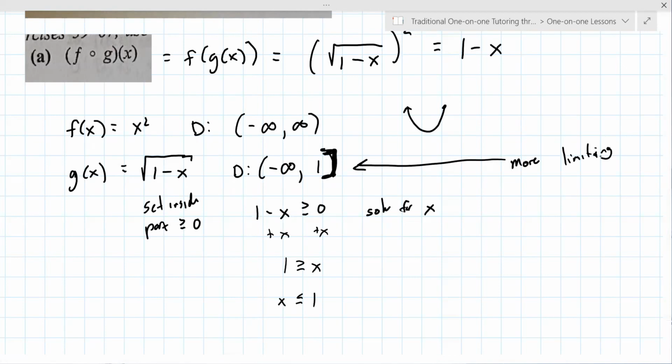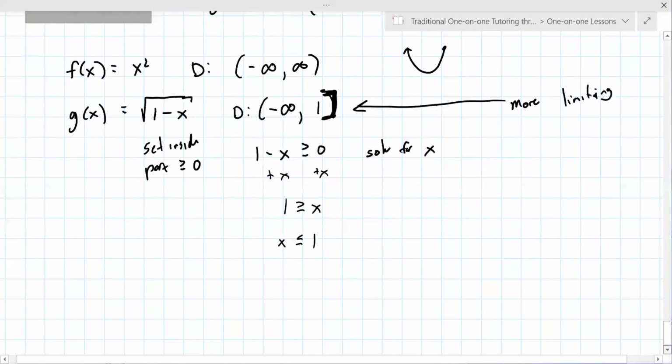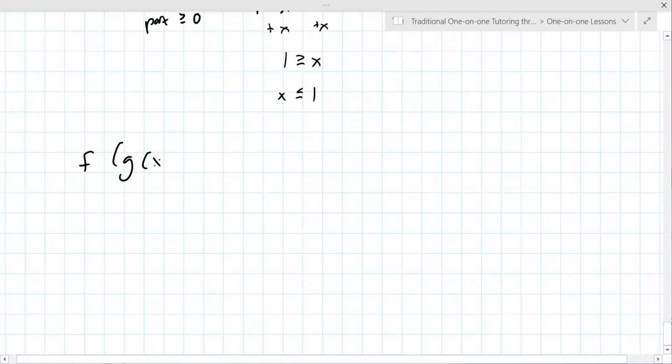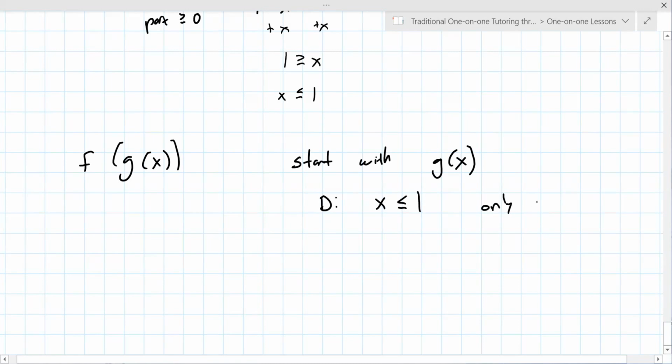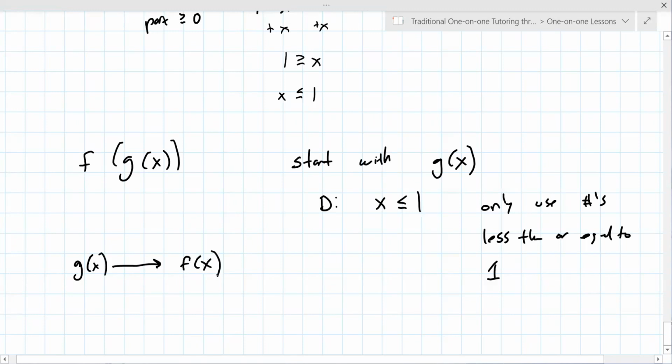So if that wasn't clear, I can give you a few more words on that. Maybe try it another way to explain it. Okay. Yeah, probably, just because. Okay. So we said f of g of x, which means you're starting with g of x. And the domain of g of x is x less than or equal to 1. That means you can only use numbers that are less than or equal to 1. And you take the output of g of x and put it into f of x.